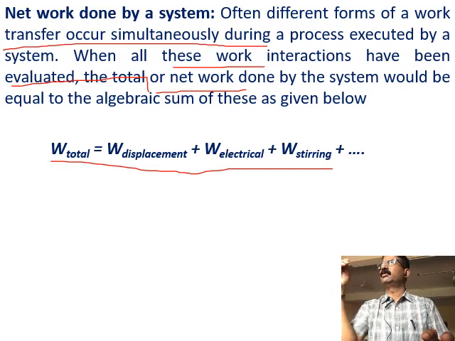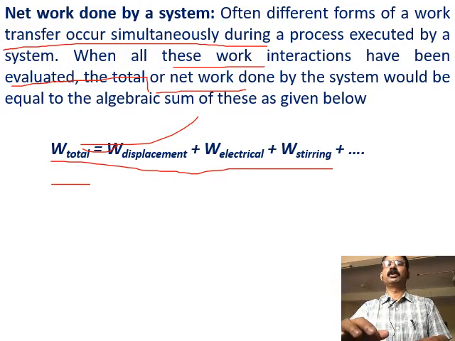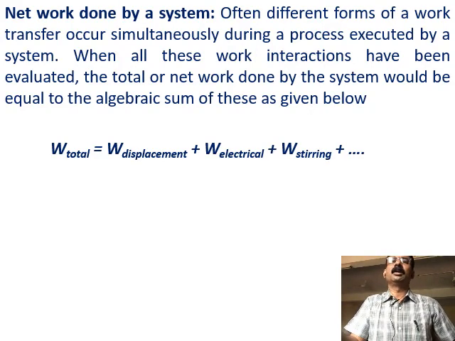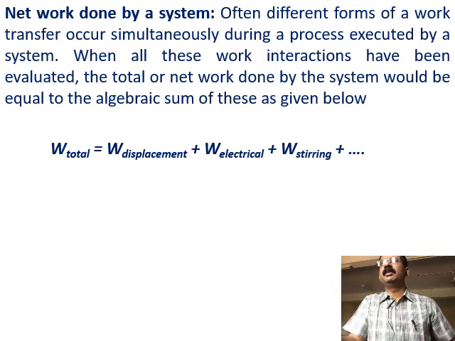If there is some electrical work transfer into or out of the system, then you have to use the term W electrical, and similarly W stirring. Some of these terms may be positive and some may be negative, depending upon whether the work is done by the system or on the system. If the final answer W total is positive, then work is done by the system, whereas if W total is negative, then work is done on the system. That is how you have to understand it.